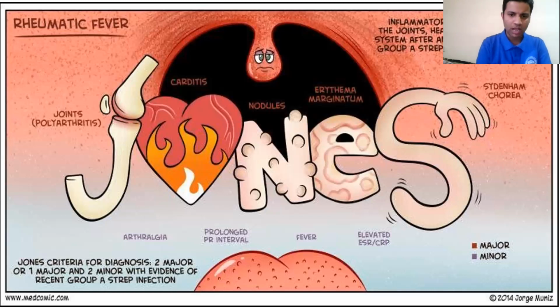Now, what are the minor criteria? Minor criteria include arthralgia and prolonged PR interval. That's very important: prolonged PR interval is the ECG change in rheumatic fever. And then we have fever and elevated ESR or CRP. Erythrocyte sedimentation rate is elevated, or C-reactive protein is elevated. This is again a minor criteria.